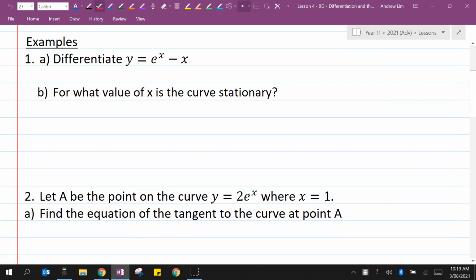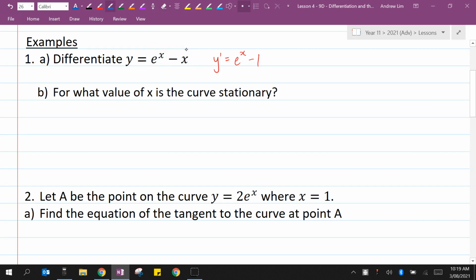So in order for us to do this, I'm just going to write y dash is equal to, what do we get when we differentiate e to the x? Well, we just get e to the x. And what do we get when we differentiate minus x? We get minus 1. Okay, so that's our gradient function. Y dash is equal to e to the x minus 1.